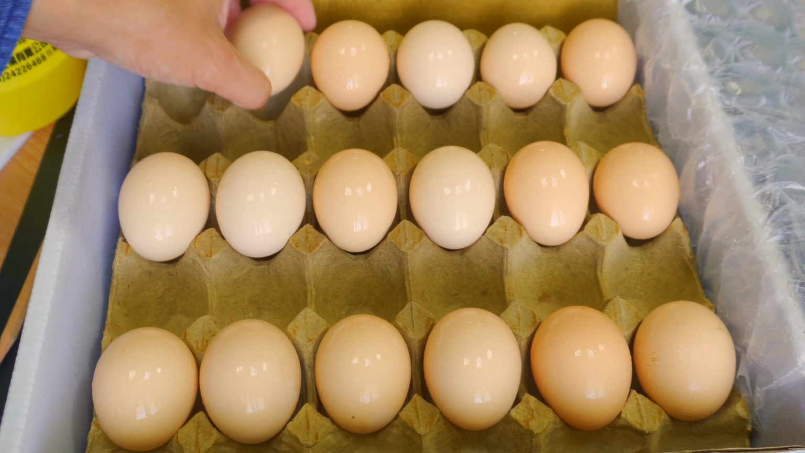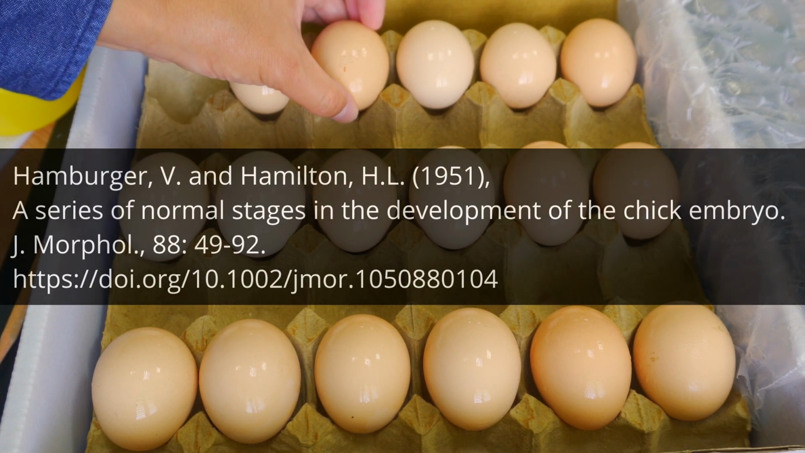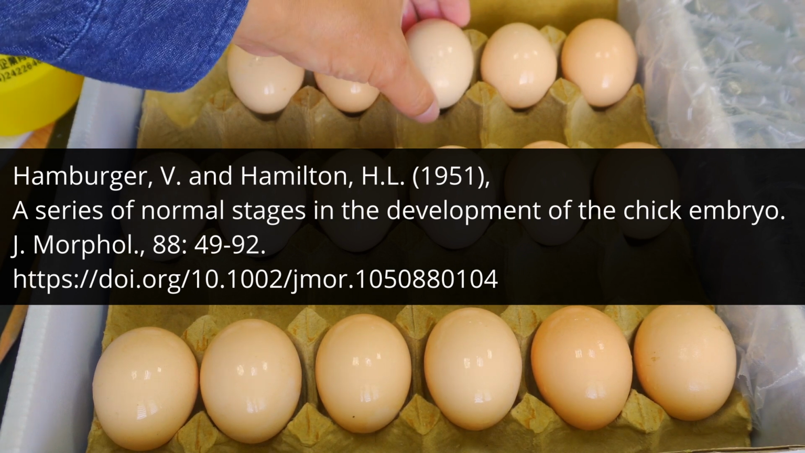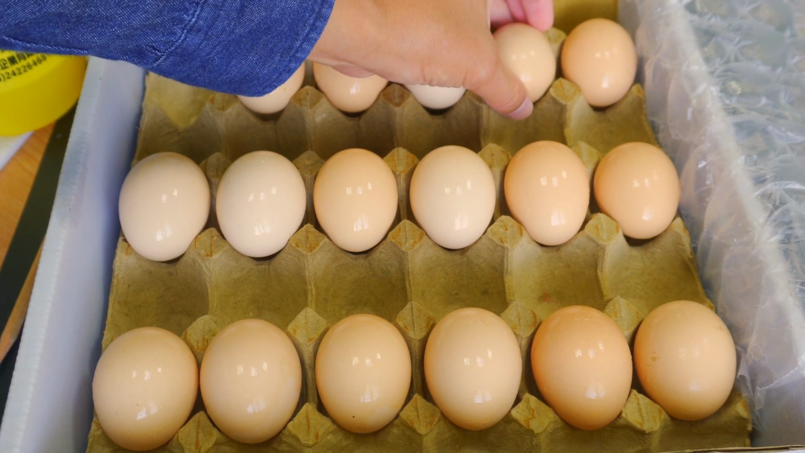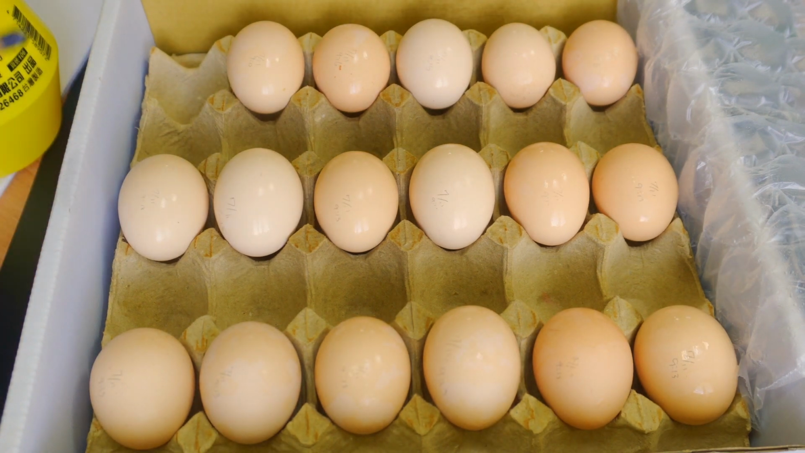No, not really. You use a standardized system. It's called the Hamburger and Hamilton staging table. Hamburger and Hamilton. Sounds memorable. It is, and it's a universally recognized guide. It describes specific developmental landmarks in the chick embryo. So physical features you look for.